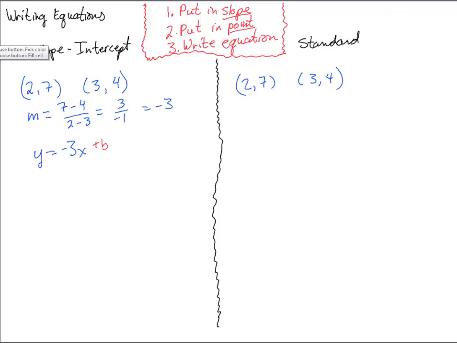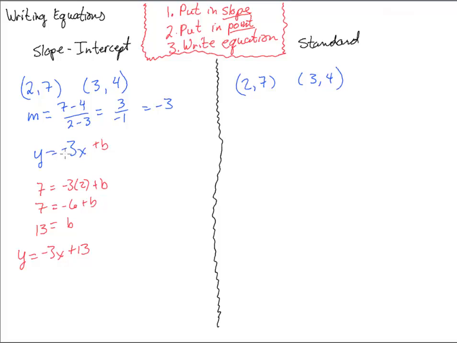Well, let's give it a try and see what happens when we stick in, say, 2, 7. y, 7 equals negative 3 times 2 plus b. What do we get here? 7 equals negative 6 plus b. Add the 6 over and we get b equals 13. So if we stuck in this point, we get the line y equals negative 3x plus 13.